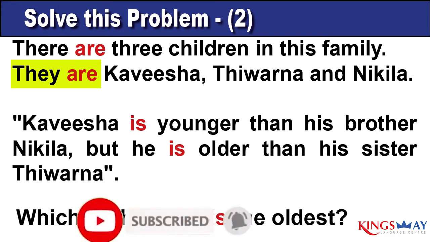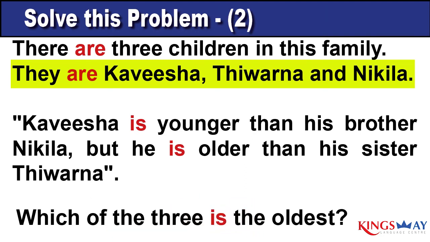They are Kavisha, Tivarna and Nikila. Now here, they is a pronoun. Who are they? They are, and you can say the number of people, or you can say their names. They are Kavisha, Tivarna and Nikila.